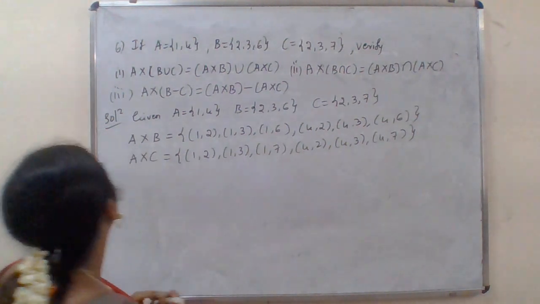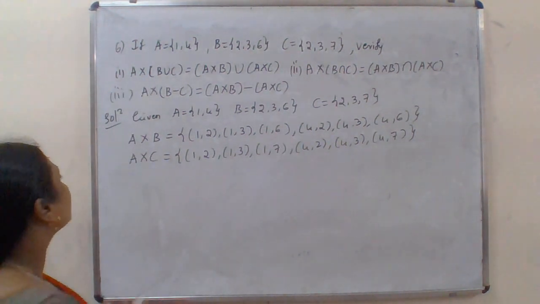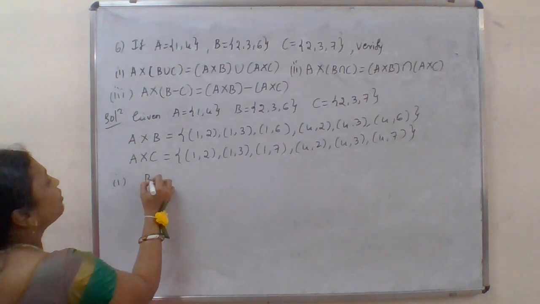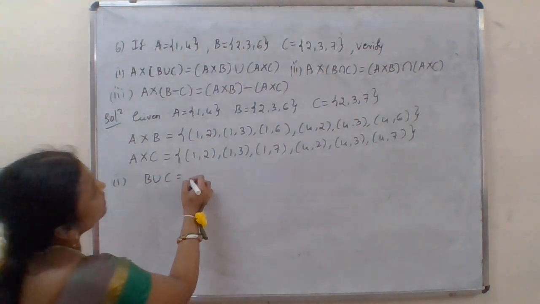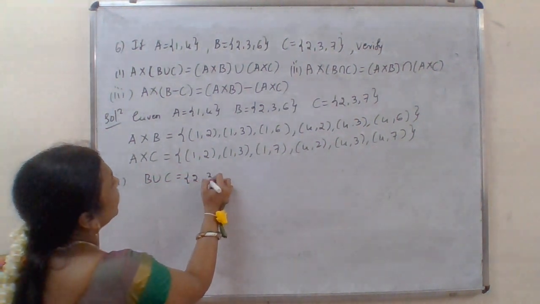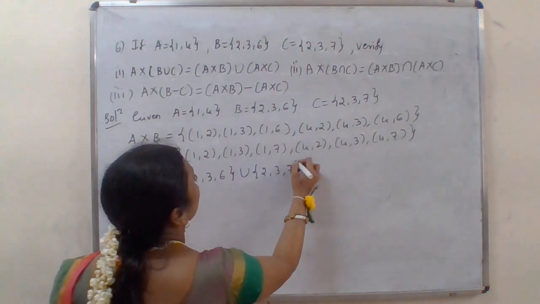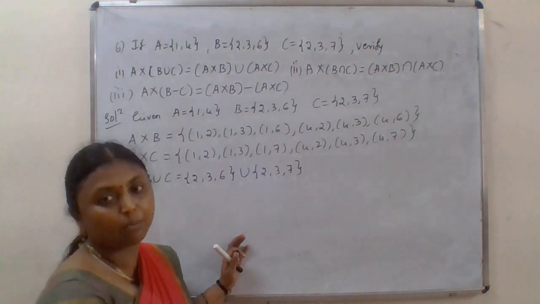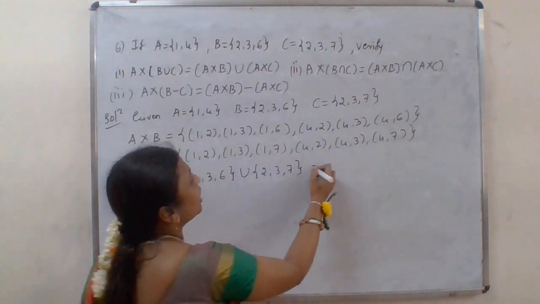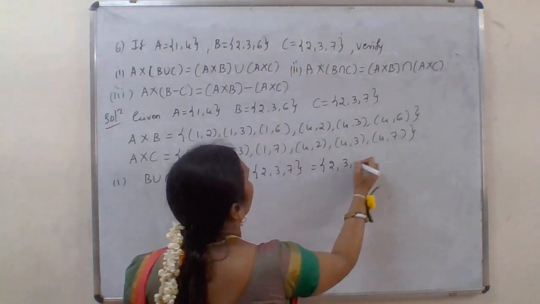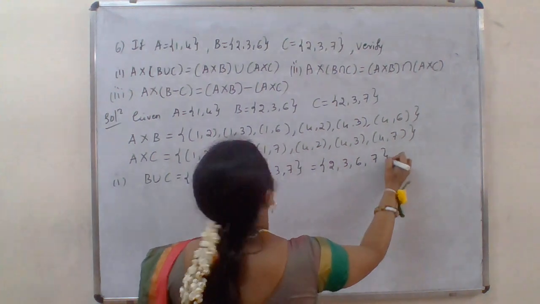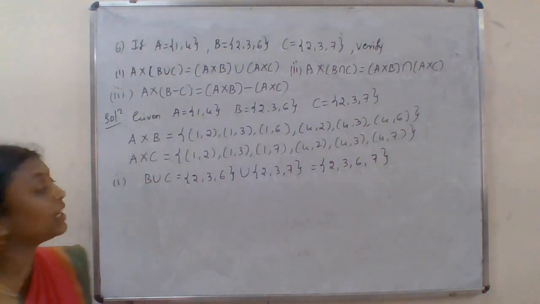Okay, the first question is A × (B ∪ C). First you have to find B ∪ C. What is your set B? {2, 3, 6} union {2, 3, 7}. Union means write all the elements of B and C. So it is {2, 3, 6, 7}. So B ∪ C is {2, 3, 6, 7}.